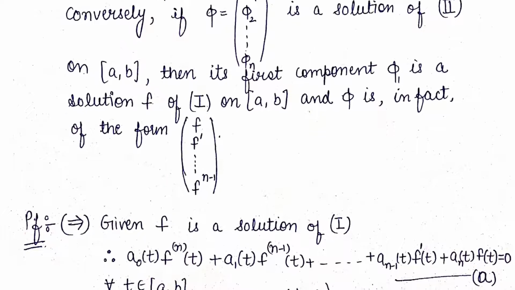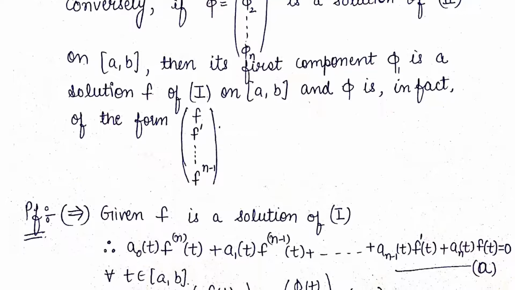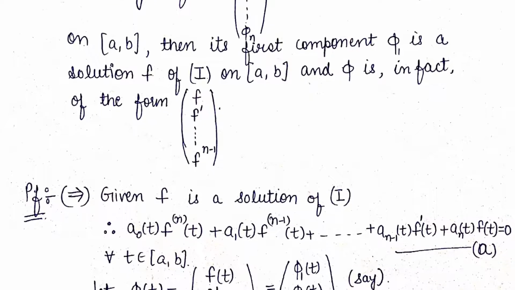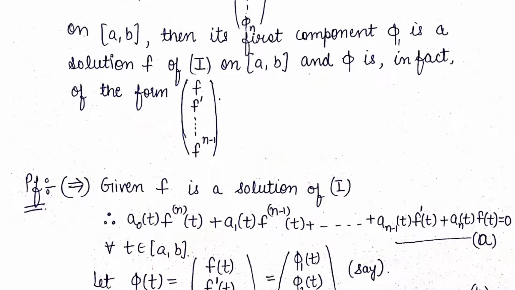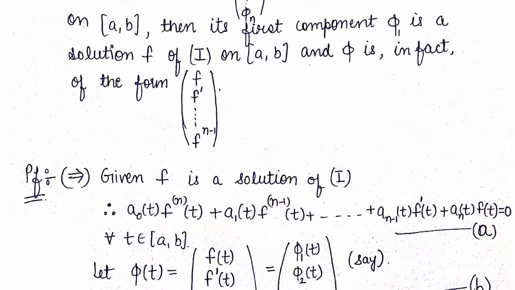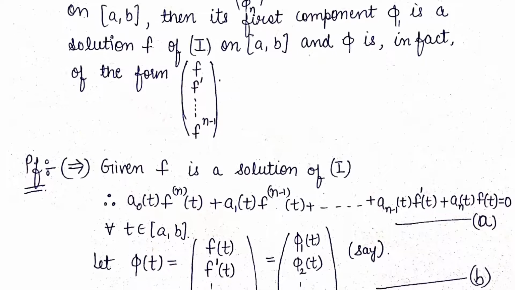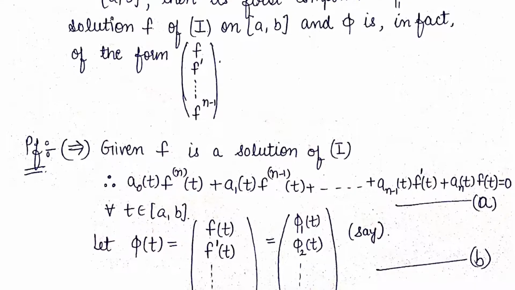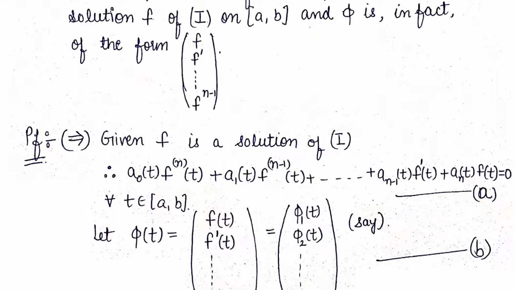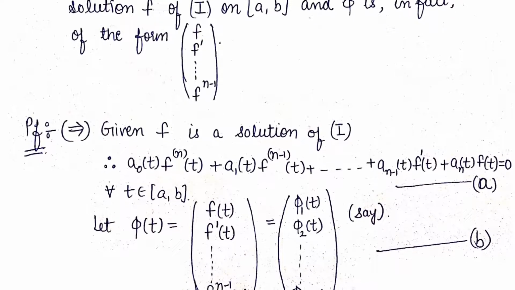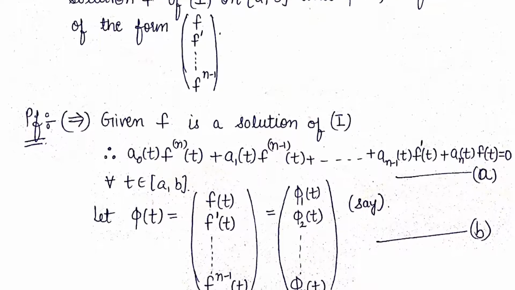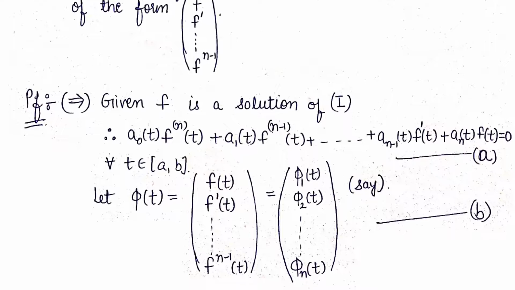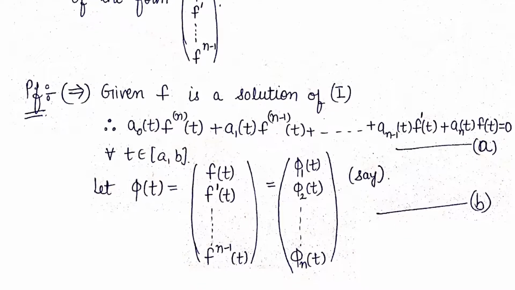So let's start the proof. Given f is a solution of the nth order differential equation, we need to prove that phi given by f, f dash, up to the (n minus 1)th derivative of f will be a solution of 2. Because f is a solution of differential equation 1, f will satisfy 1. When we substitute, we name this equation A. Then we take phi(t) to be f(t), f dash(t), up to the (n minus 1)th derivative at t. Now we will prove this phi is a solution of the corresponding system of equations to 1.